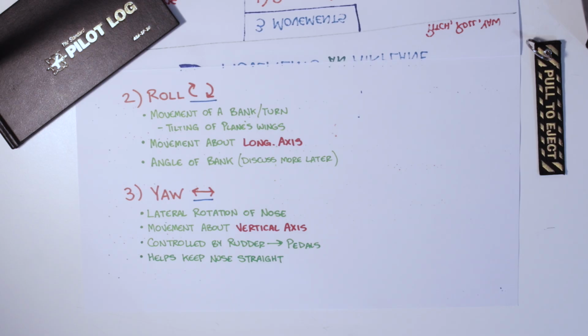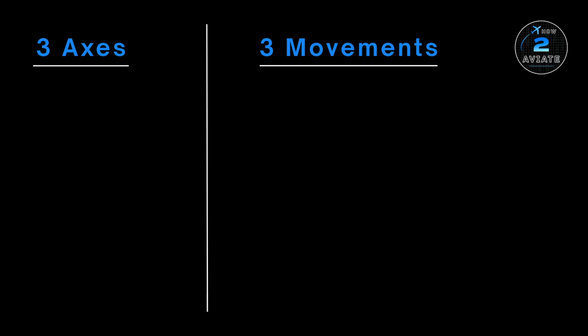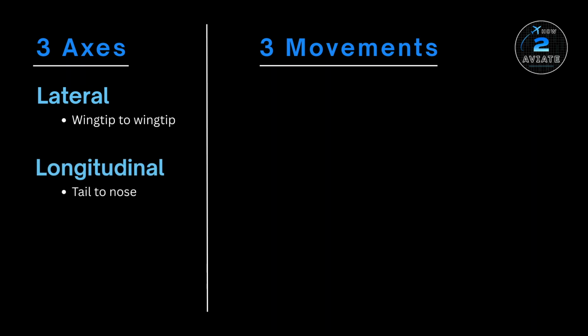Alright, so a nice short video today, but just to review, the three axes of an airplane are the lateral axis, which goes from wingtip to wingtip, the longitudinal axis, which extends from the tail to the nose, and the vertical axis, which extends from the bottom of the plane to the top of the plane. The three movements of an airplane are pitch, roll, and yaw.